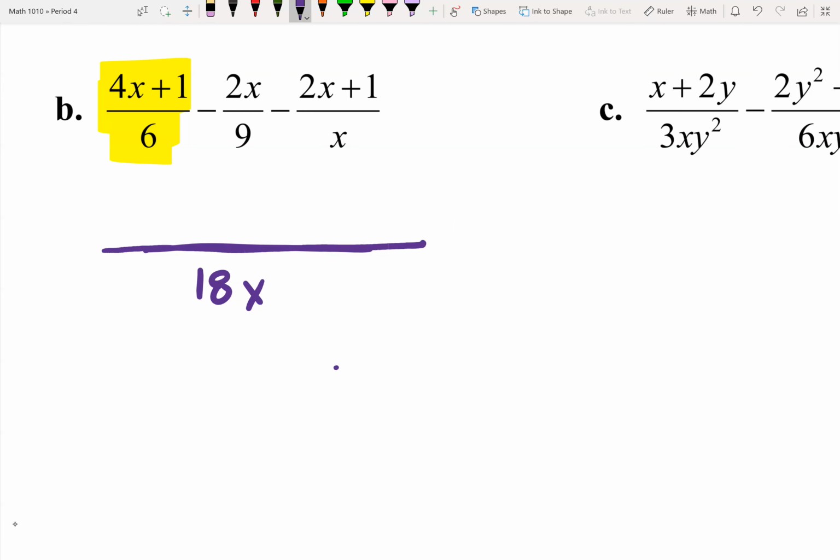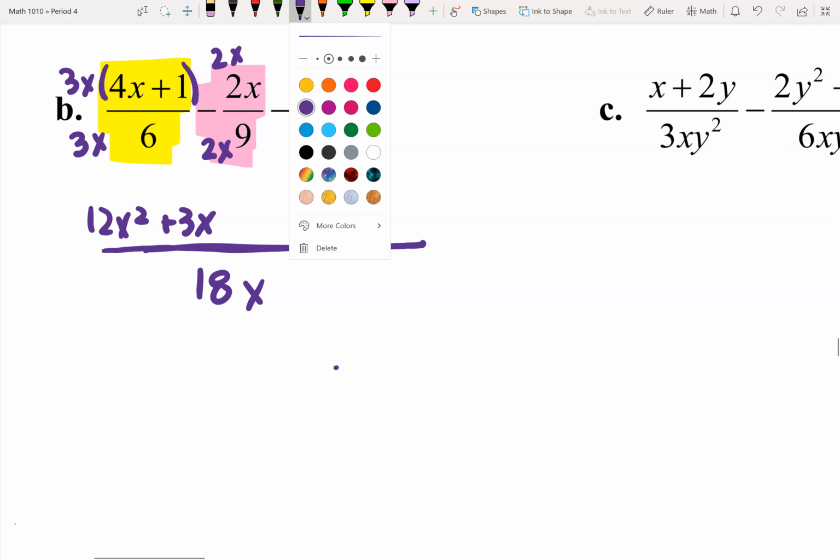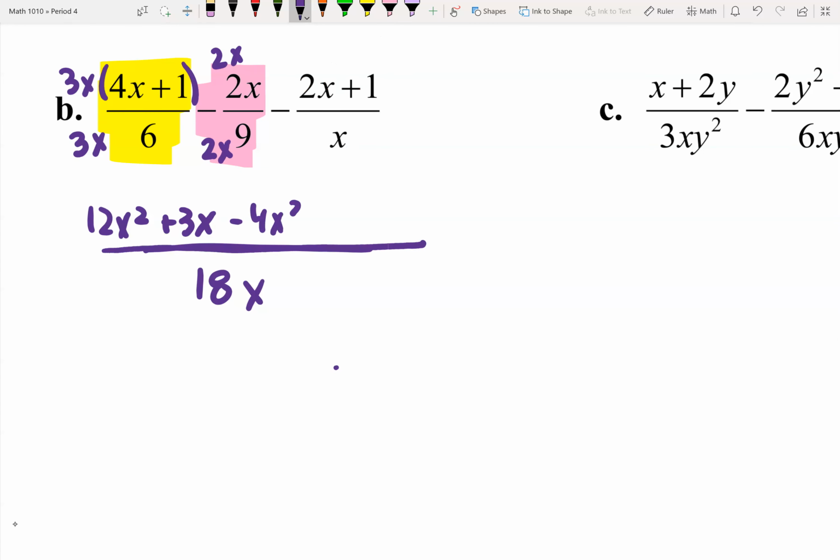What do I multiply by 6 to get 18? That'd be a 3. But I also need an x, right? So I'm multiplying the top and the bottom by 3x. Tell me one word that tells me what I need to do right now. Distribute. You guys are so wonderful. Distribute, and you get 12x squared plus 3x. Look at the middle fraction. What do I multiply by 9 to get 18? A 2. And I also need an x. So a negative 2x times a positive 2x is a negative 4x squared.